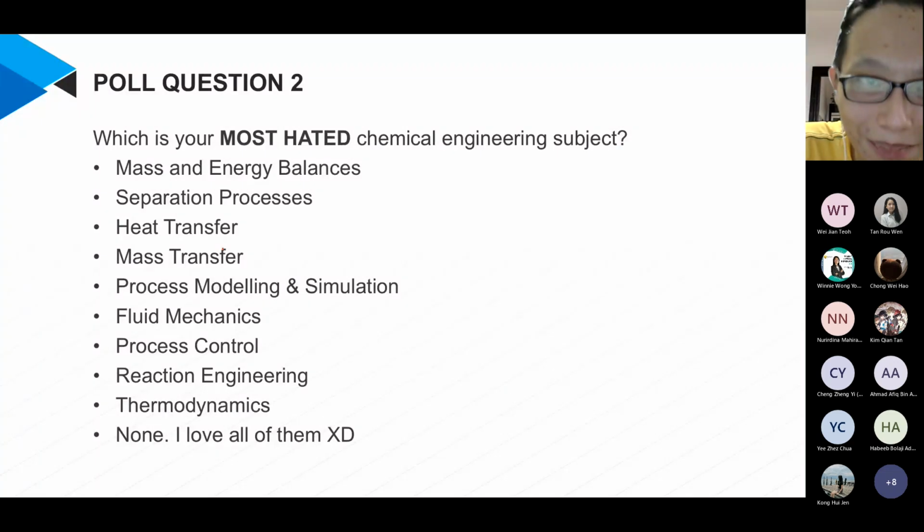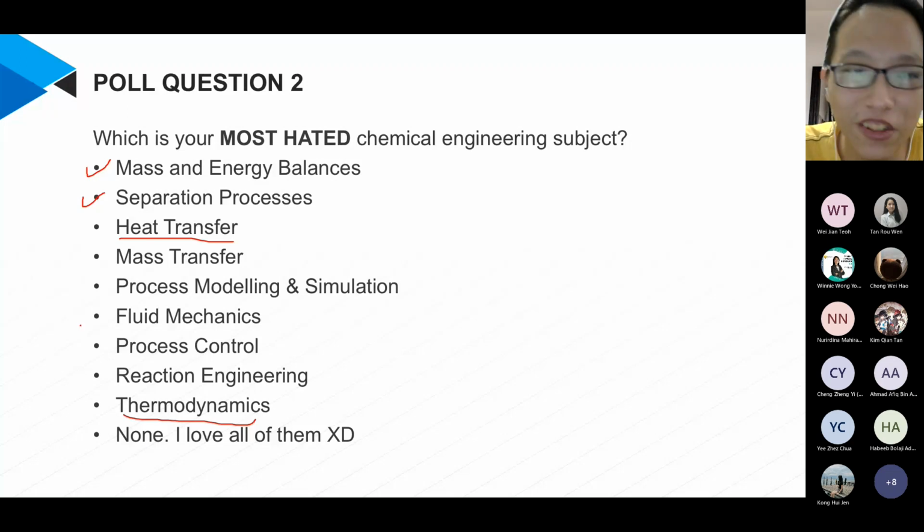All right. So in this poll question, you are going to use mass and energy balance in every unit operation. You will use heat transfer for heat exchangers. You will use thermodynamics for stream properties. You use separation processes for distillation columns, absorption columns, stripping columns, and such. Whereas fluid mechanics might be useful for certain pressure drop applications, but it's a bit rare. And the rest, you can forget about them.